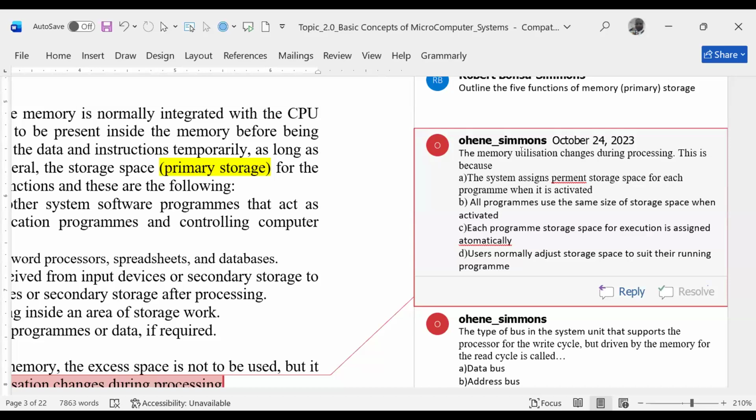The question provided is multiple choice, A, B, C, D. So give us the answer. Each program's storage space for execution is assigned automatically. Answer A, B, C, D for us. Is it A, B, C, D? Choose one. I'm thinking about it.